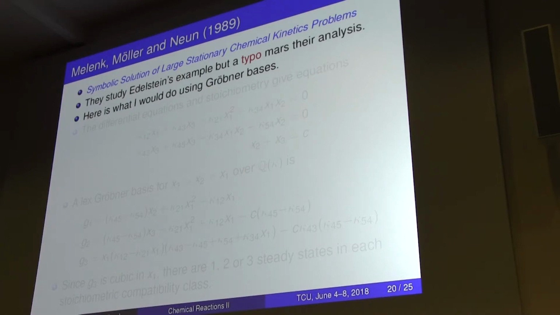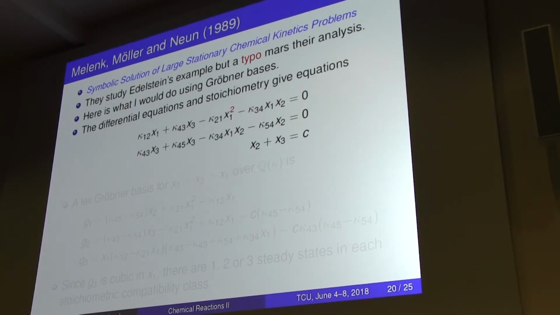I mean, this is a paper using Gröbner bases. Like, David, you should understand that. I don't. So either the typo completely messes up their analysis, or I'm just missing something of what they're doing. So it's one of those two possibilities. So I just redid it using what I would do using Gröbner bases.